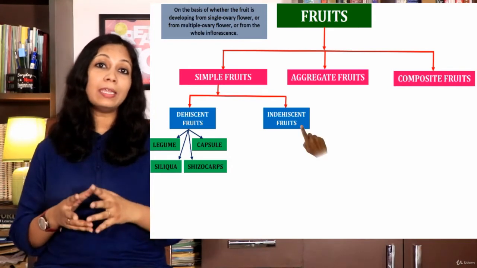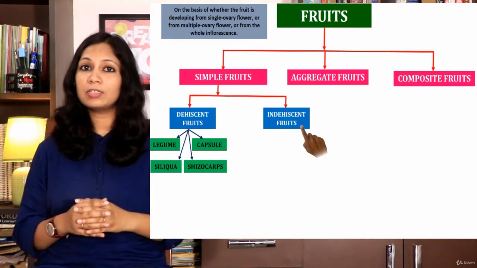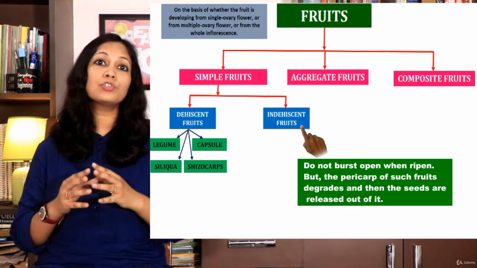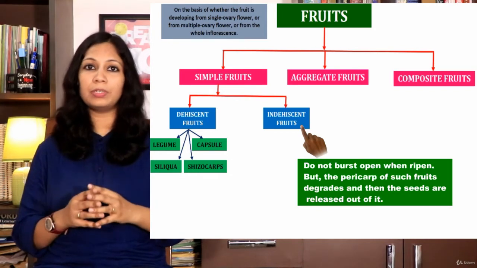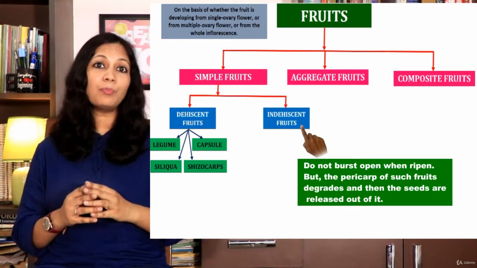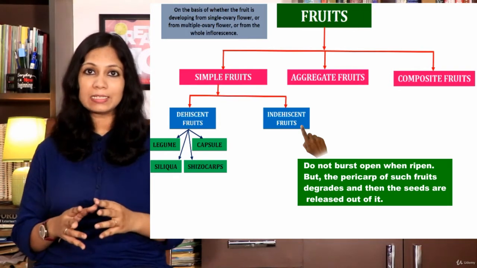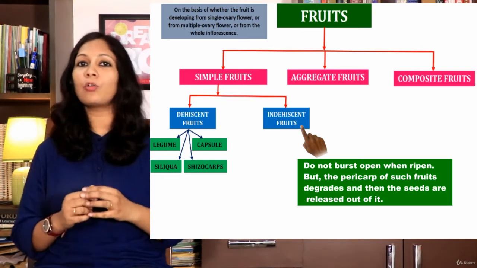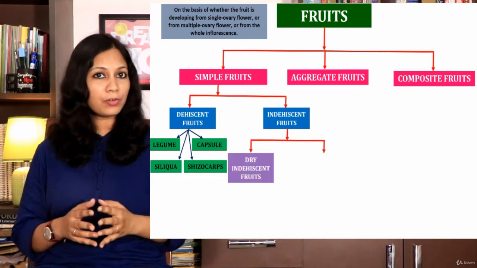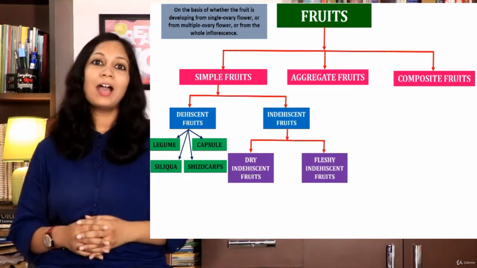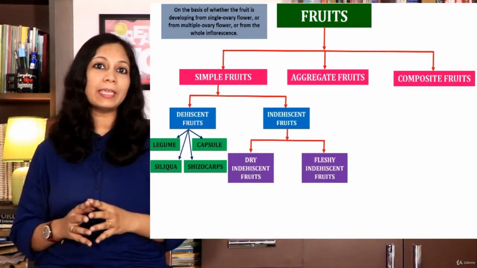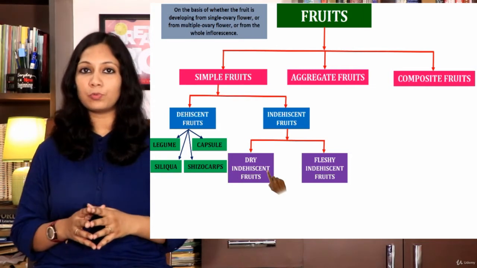Which fruits are then indehiscent simple fruits? These are the fruits which do not burst open when ripe, but the pericarp of such fruits degrades and then the seeds are released out of it. These may be dry or fleshy. We will now consider some types of dry indehiscent fruits.